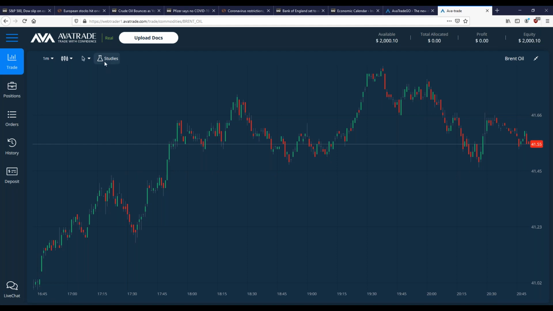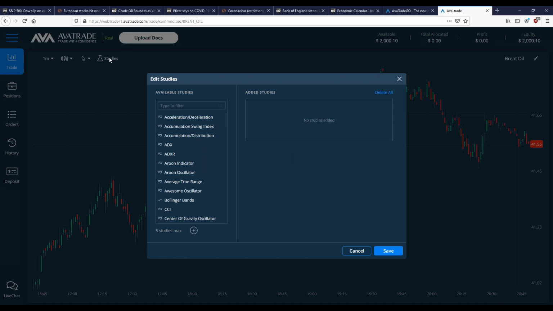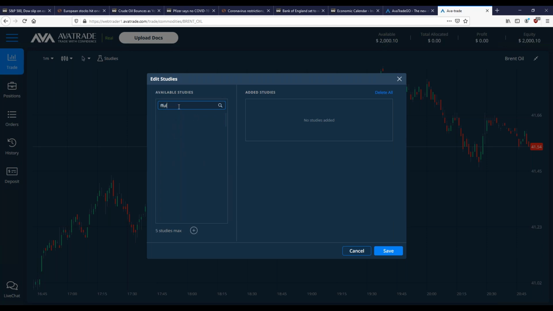Now, they're called studies on this platform instead of indicators. So I click on the studies, and I ask, okay, what am I searching for? I can search for stochastic. There are 3 different types: fast, full, slow. Obviously, you wouldn't be searching for a stochastic indicator unless you knew something about it, right?